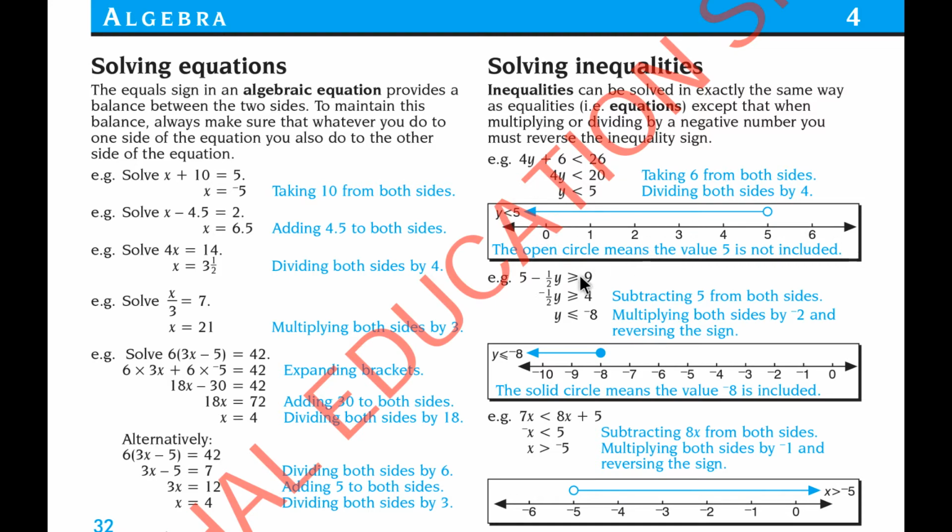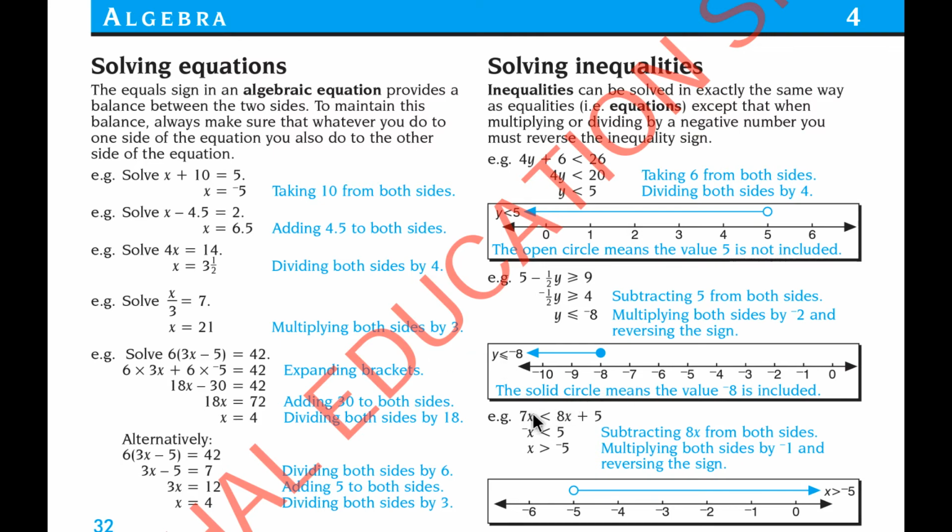Okay. Next one, 5 minus half y greater than or equal to 9. So then minus half y greater than or equal to 4, as you are bringing this 5 to this side as a minus. Then we divide both sides by minus half. Here 4 divided by minus half is minus 8. Then we change the sign. So we draw a number line and we mark minus 8, draw the ball and color it inside, and we mark the range below minus 8.